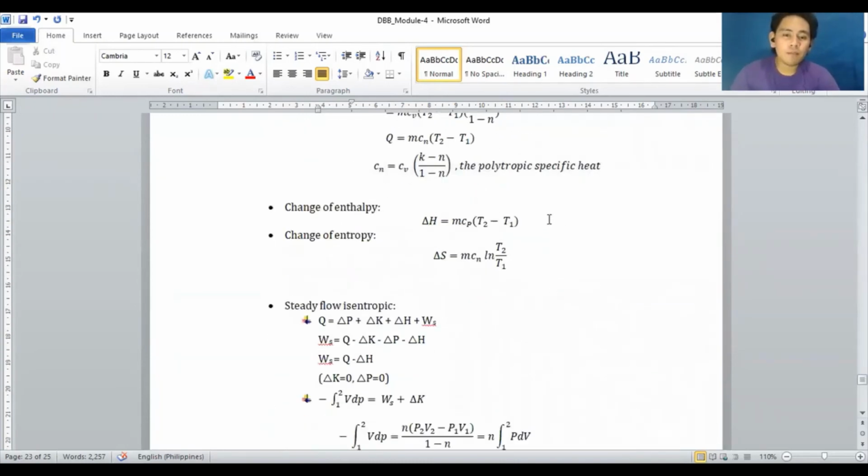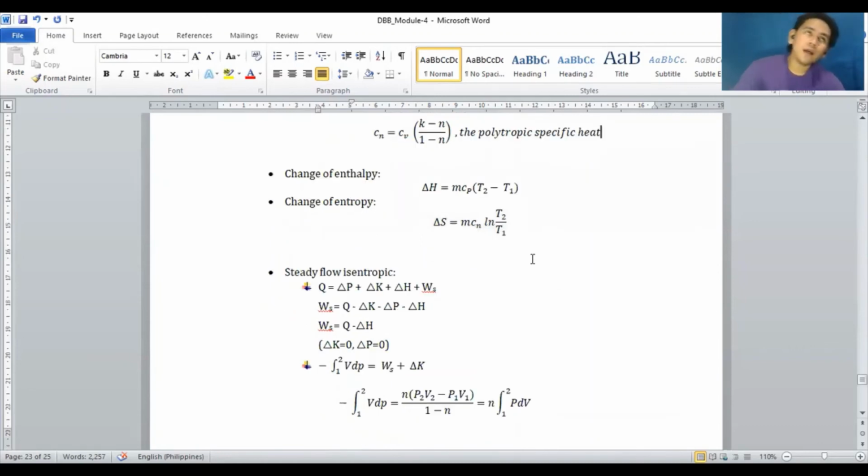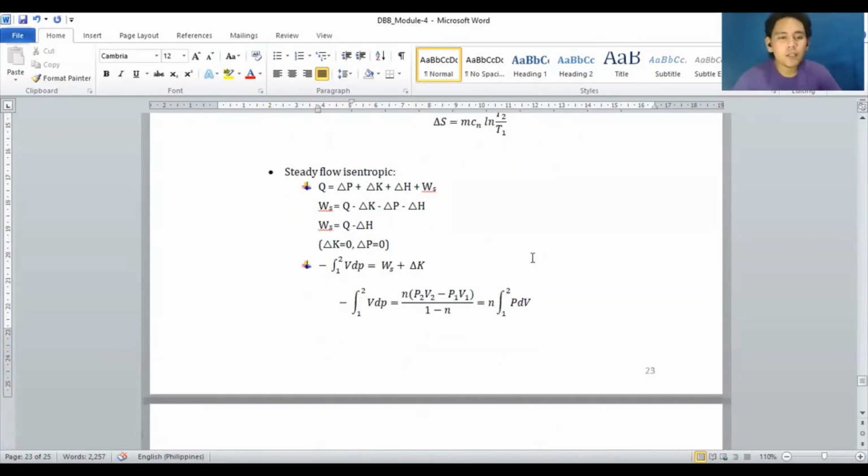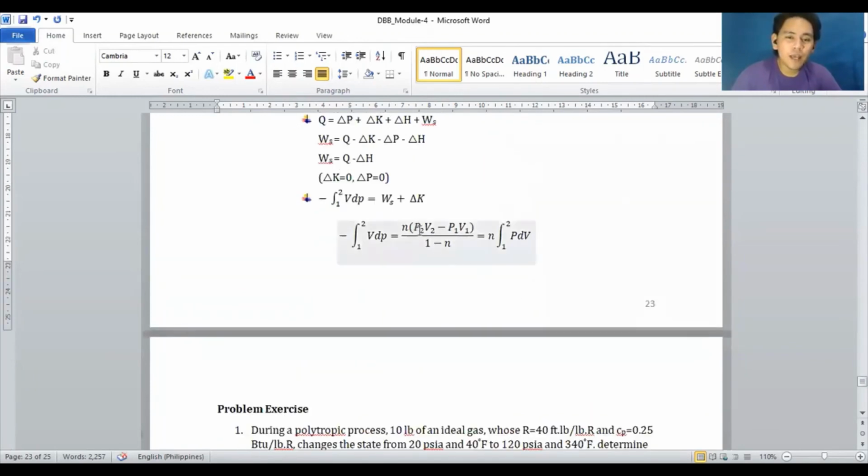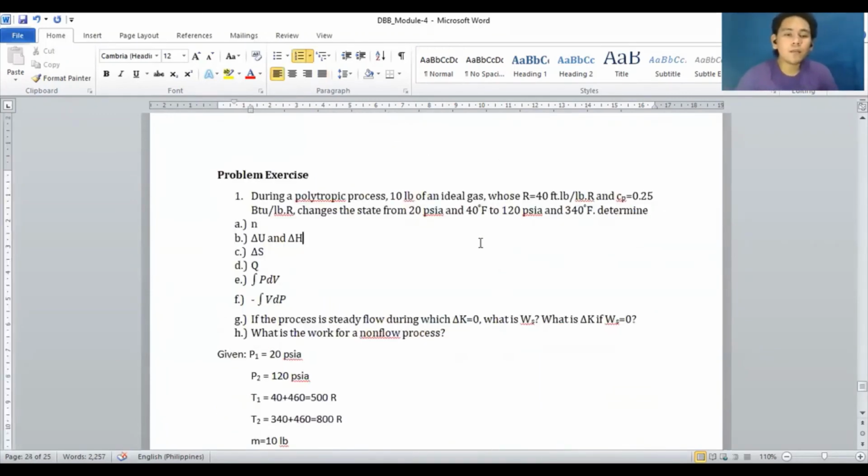Now, next, change of enthalpy is m Cp delta T, and change in entropy is m Cn ln T2 over T1. Please take note this is not m Cp ln T2 over T1, which is okay. Now, it is m Cn, since we deal with the polytropic process. Now, the steady flow isentropic work, which is the negative integral of V dP, or n times (P2 V2 minus P1 V1) all over (1 minus n).